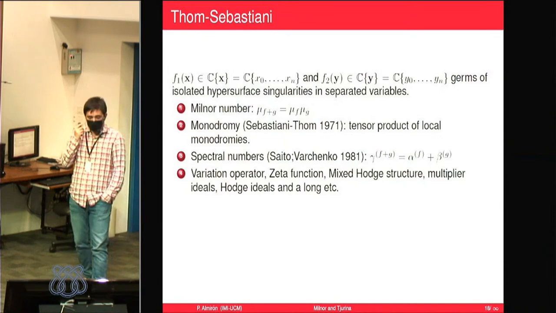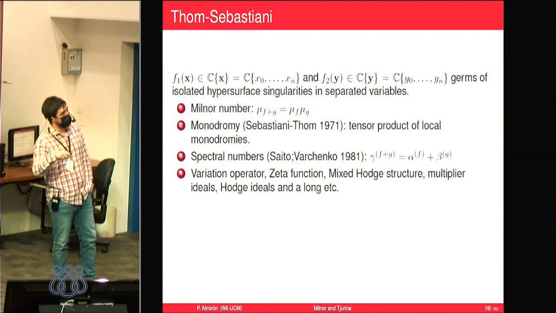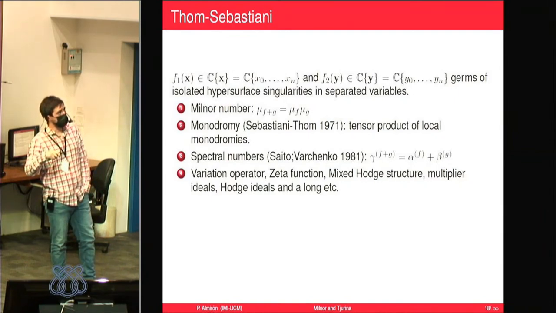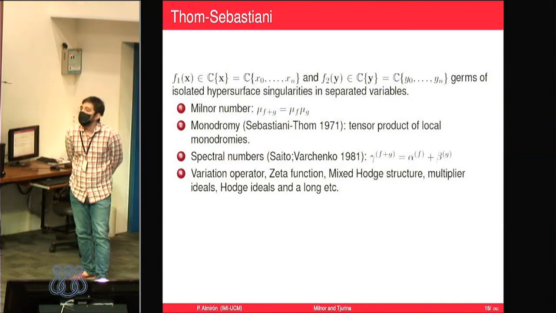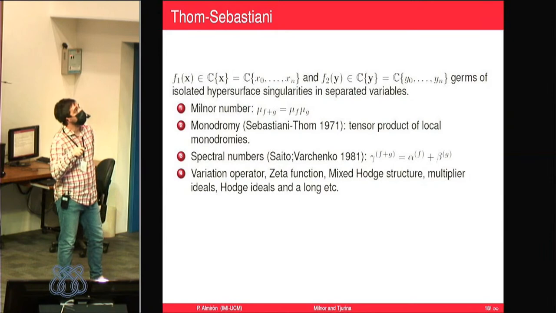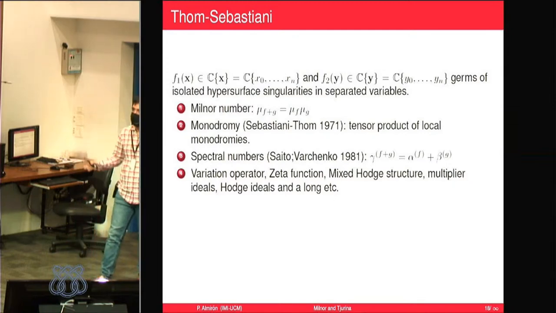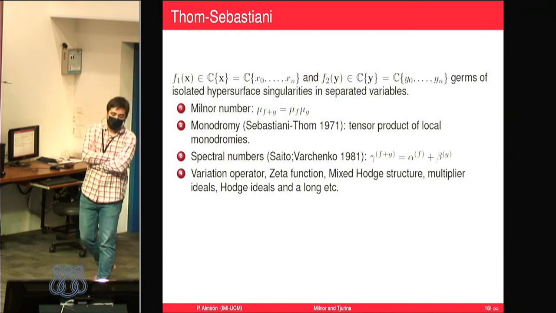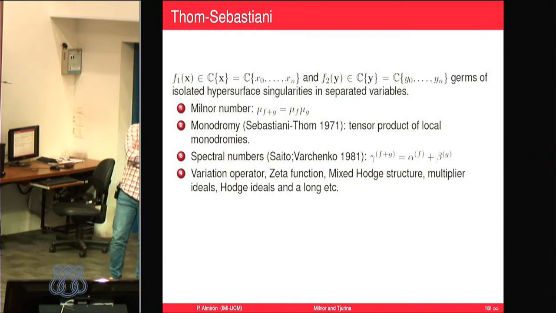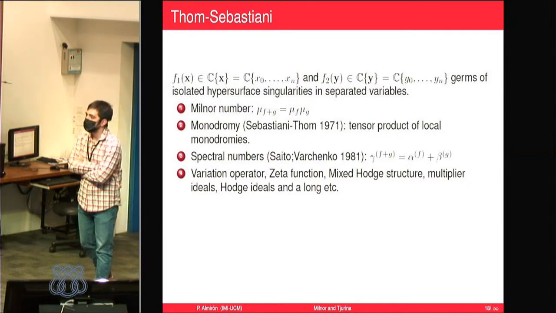First one, Saito and Varchenko proved that the spectral numbers have a nice expression. So the spectral numbers of the sum can be split into the sum of the spectral numbers of the different pieces. So we can compute from the spectral numbers of f1 and the spectral numbers of f2 the spectral numbers of the sum. A lot of people work on this topic, and we have a lot of results in this direction. For instance, we have the variation operator, the zeta function, the Hodge structure, multiplier ideals, the Hodge ideals, and so on.